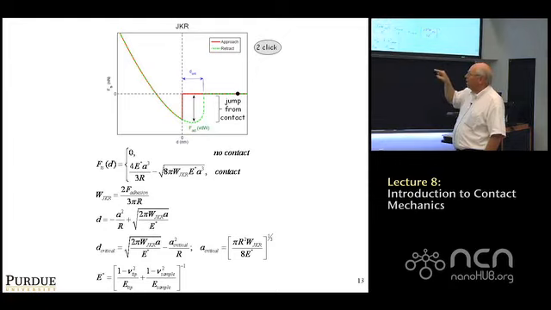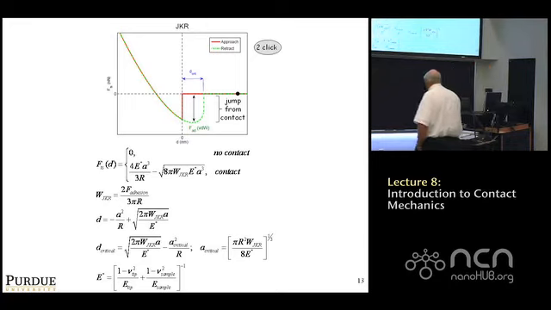And that implicit relationship that's shown on the 3rd line of this slide has to then be plugged into the first line on this slide if you want to actually calculate the tip sample force as a function of D. So this is a lot more complicated.